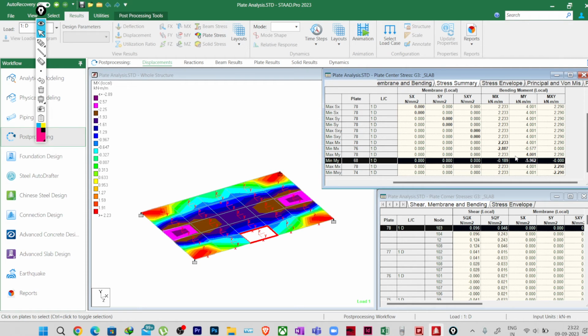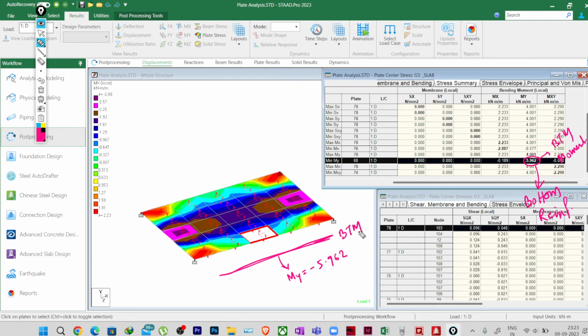So for this moment, negative minus 5.962, we will be providing bottom reinforcement. This is my bottom moment along the y direction. Okay, so this reinforcement, I will just draw the reinforcement. It will be provided for My equal to minus 5.962. Okay, fine. So this is my bottom.